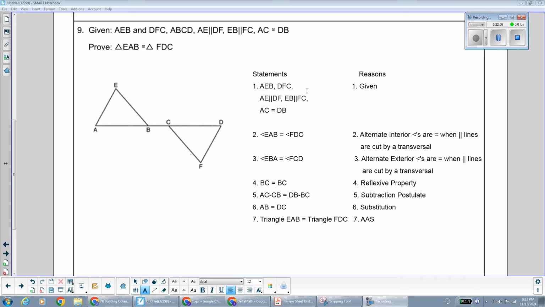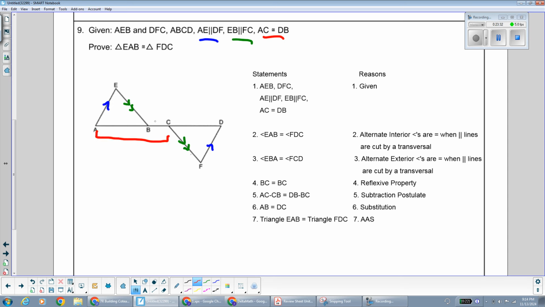Over here we have a proof. So don't look at the proof yet. I just wrote it up, but we're going to mark the diagram and talk about the components. We have AE is parallel to DF. We have EB is parallel to FC. And we're also told that AC is congruent to DB.